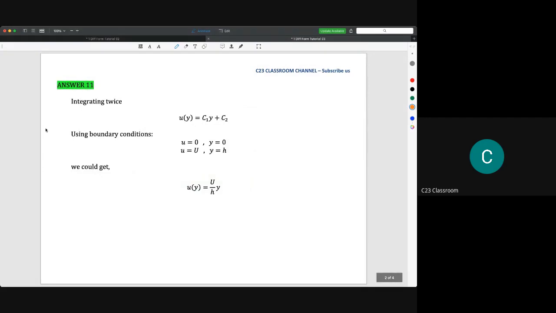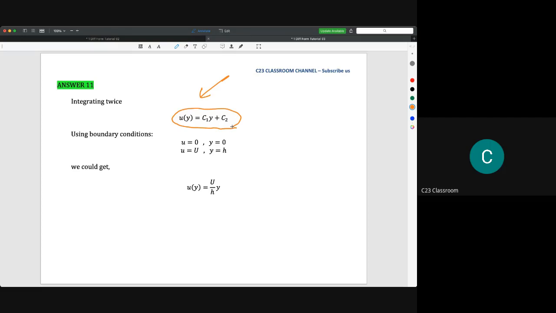Here I simplified everything. It means that you need to start with the Navier-Stokes equation on the x-axis, and then apply all the simplifications: it is steady, uniform, incompressible, and so on and so forth. Finally, you could have the velocity profile, which is u equals c1y plus c2. So I simplified everything.